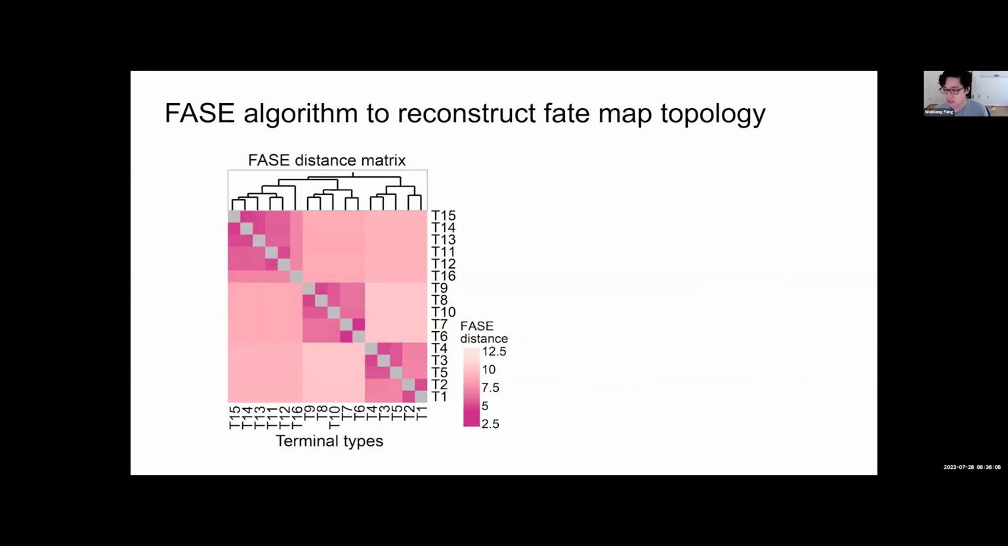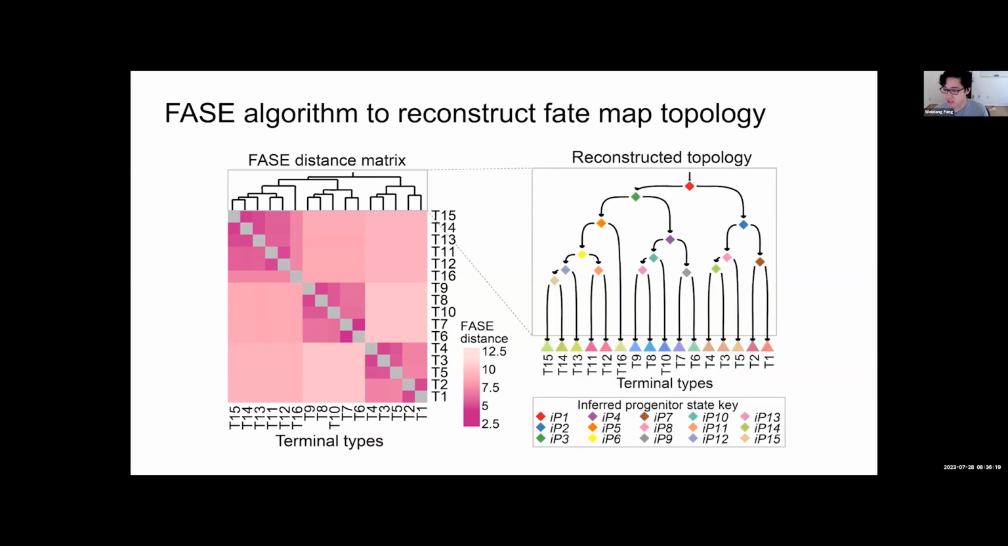And when you organize these distances in a matrix, you get a matrix that looks somewhat like this. The value in the matrix is what we call the phase distance, that is, phase separation distance. And the longer the phase separation distance, the earlier in development two fates have separated from one another, right? And by applying hierarchical clustering, we get to this reconstructed topology.